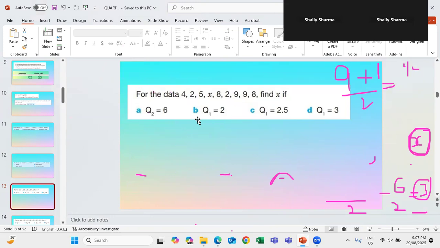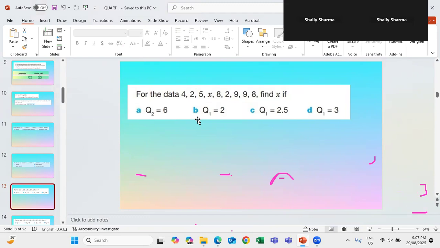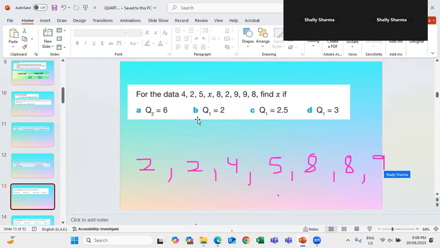So I'm going to write the whole data once again. Only this you need to adjust. You need to adjust the x depending upon what values are given. So we have 2 again, 4, 5, 8, 8, 9, 9 and x. So 1, 2, 3, 4, 5, 6, 7, 8, 9. Okay. Then Q1 is 2.5.